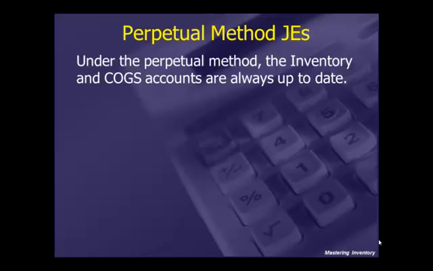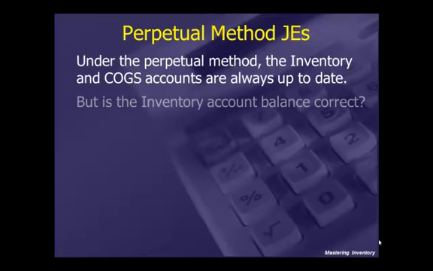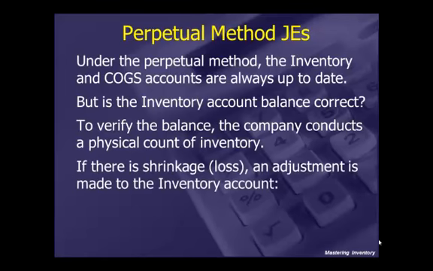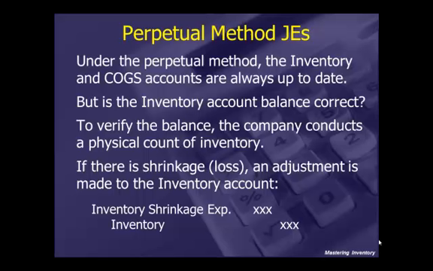Perpetual method journal entries. Under the perpetual method, the inventory and cost of goods sold accounts are always up to date. The question is, is the inventory account balance correct just because it's supposed to be up to date? To verify the balance, the company still needs to conduct a physical count of inventory. If there is shrinkage, a loss of inventory, an adjustment is made to the inventory account. The journal entry to do that would be to debit inventory shrinkage expense account for the dollar amount of the loss, and to credit inventory.